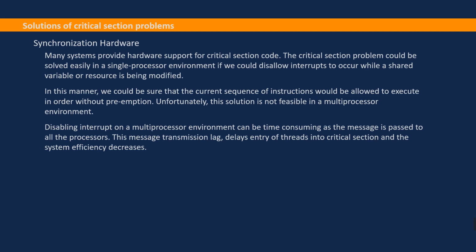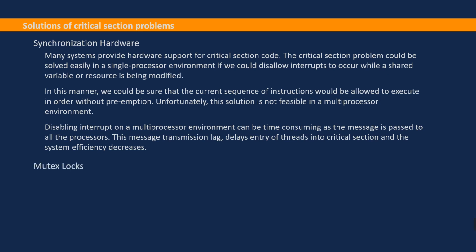Unfortunately, this solution is not feasible in a multi-processor environment. Although I would like to believe that this is still possible, it will be much harder and much more complex to do. If you're going to synchronize, you will use synchronization hardware with a multi-processor setup. Disabling interrupts in a multi-processor environment can be time consuming. Here's the reason: the message is passed to all the processors. This means transmission lag, which delays entry of threads into the critical section, and system efficiency decreases. Of course it's allowed, but the downside is it will slow down the processing power of your processor.